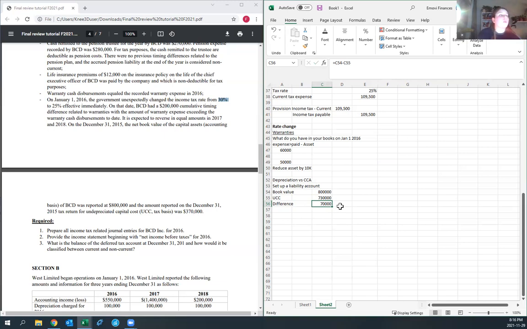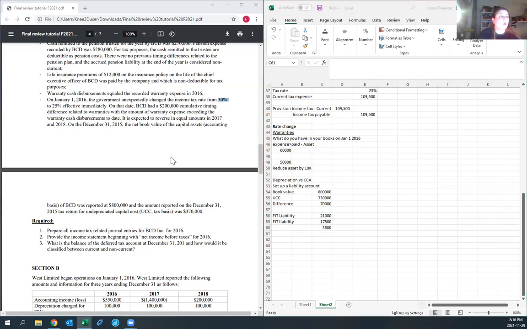So you're going to want to reduce your liability account. What you have in your books is a future income tax liability of 70,000 times 30%, so your old tax rate. What you want in your books is a liability of 70,000 times 25%. So you want to come and reduce your liability account by 3,500.